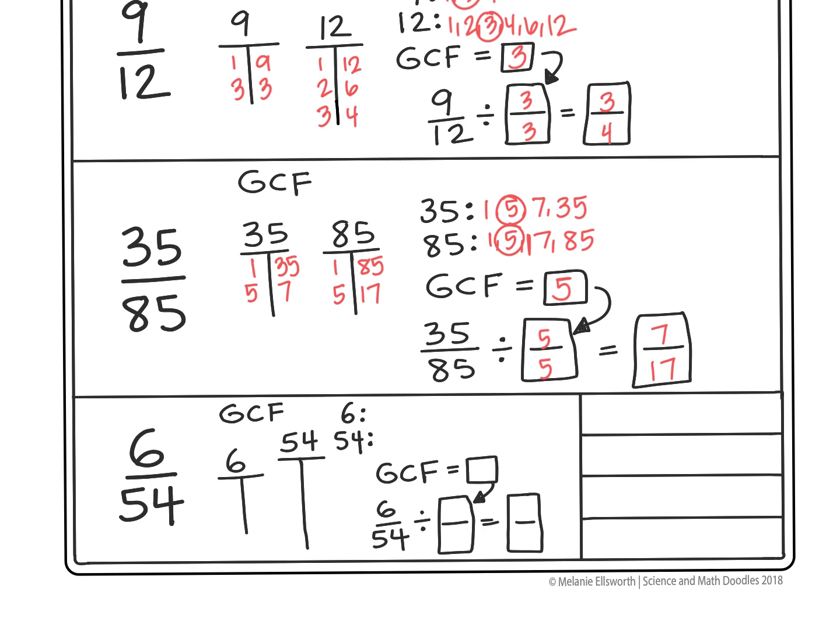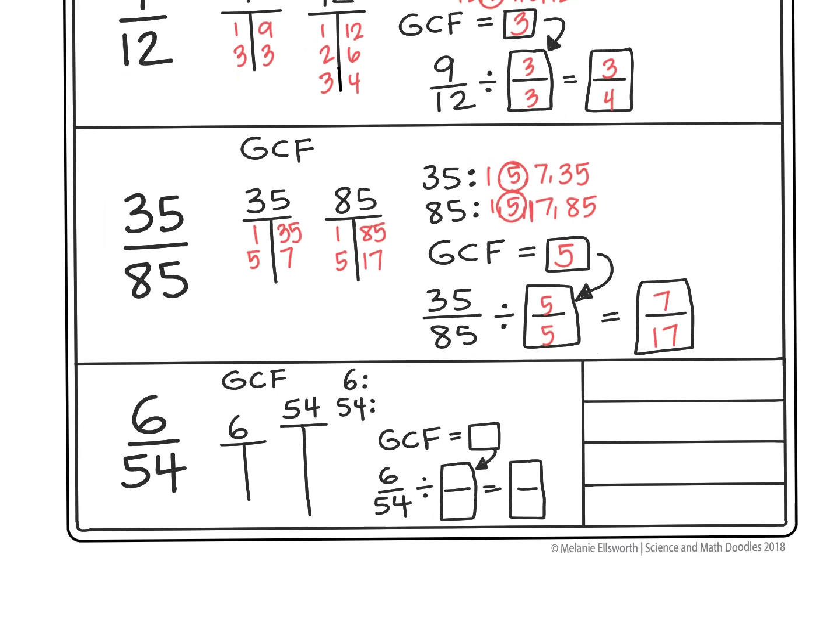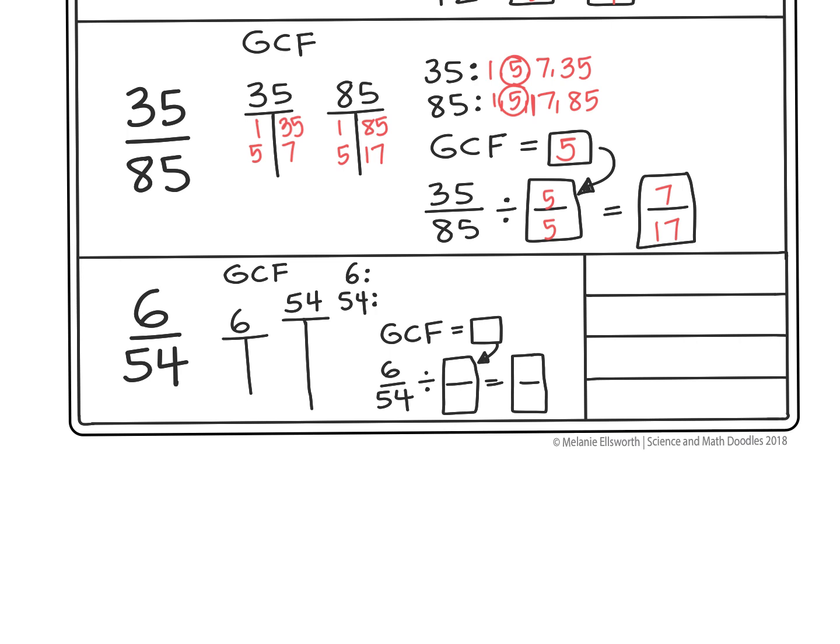Okay, y'all go ahead and try the last one. It's 6/54. List out your factors for both, identify the GCF, and simplify. For 6, that one's easy: 1, 6, 2, and 3. But for 54, you should have 1 and 54, 2 and 27, 3 and 18, and then 6 and 9. 6 is my GCF. Sometimes, guys, here's a little tip.